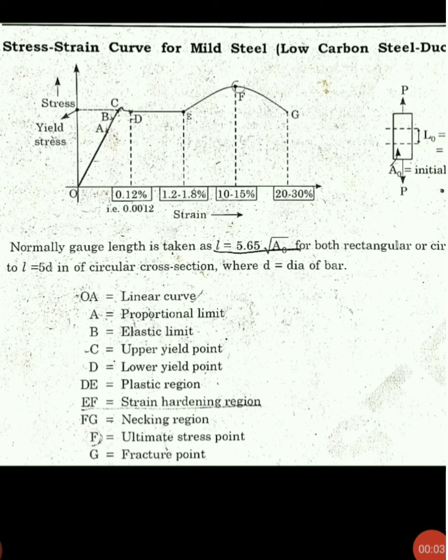This is your stress strain curve for mild steel. Here you can see stress is on the y-axis and strain is on the x-axis. So there are some points. For example, OA is linear. A is your proportional limit. Proportional limit shows that from O to A at any point stress is directly proportional to strain, and at point A it's your proportional limit, B is your elastic limit, right?